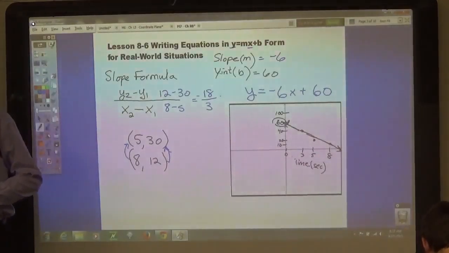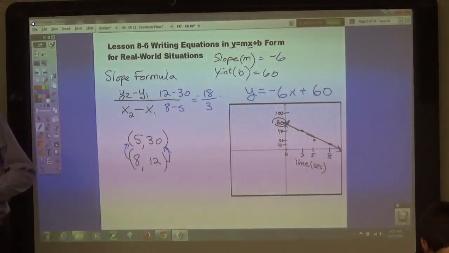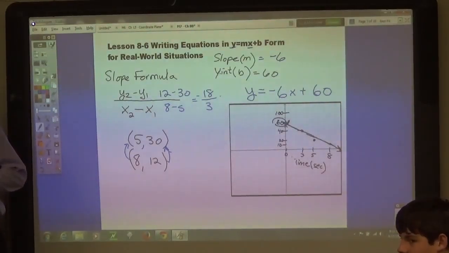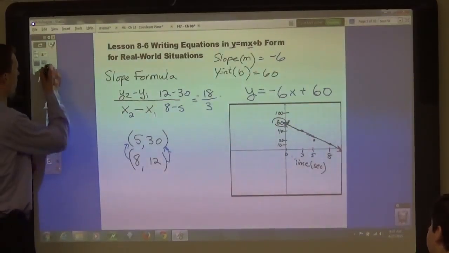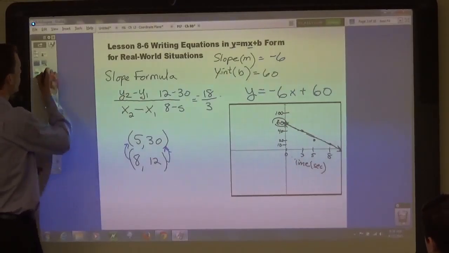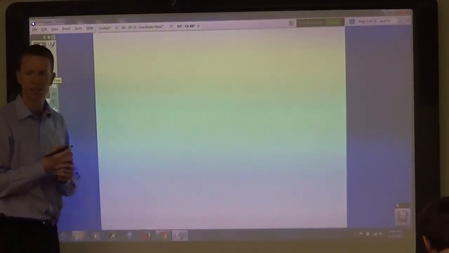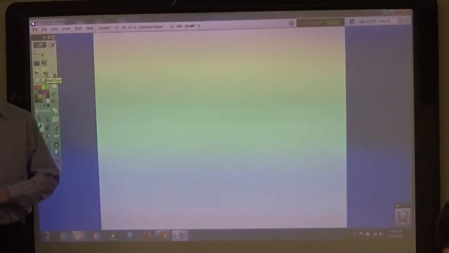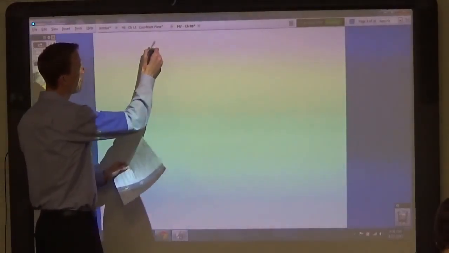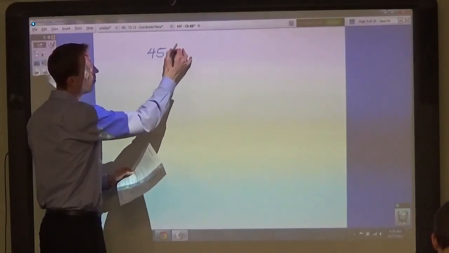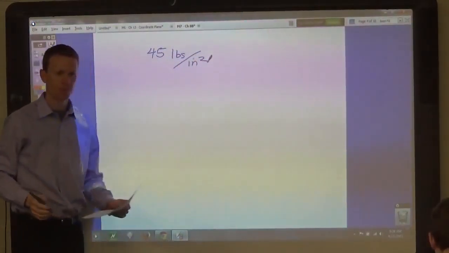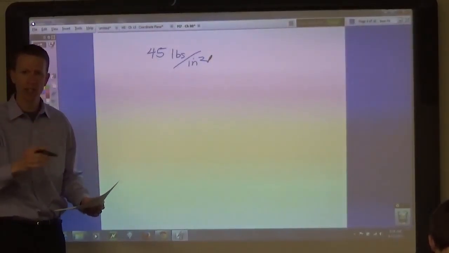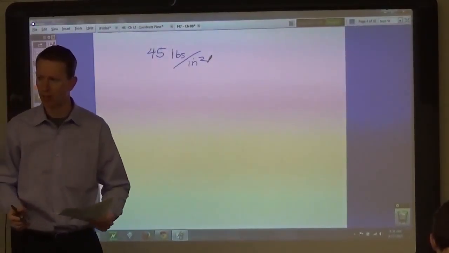Let's do the first one. Water pressure at a depth of 100 feet in the ocean is 45 pounds per square inch. All right? Now, anytime you see something written this way, 45 pounds per square inch, what is that telling you? What is that type of number called?